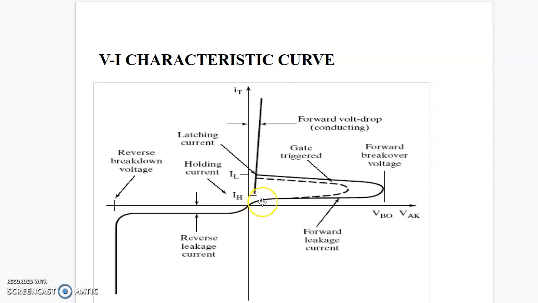When the voltage keeps on increasing, the current also keeps on increasing till a certain point, that is VBO. When you increase the voltage, the current also increases, but the SCR will not conduct. But after this forward breakover voltage, there will be a breakdown in junction 2 and the SCR will start conducting. Immediately the voltage will fall and the current will become peak. So it will start conducting. This line is the forward voltage drop.